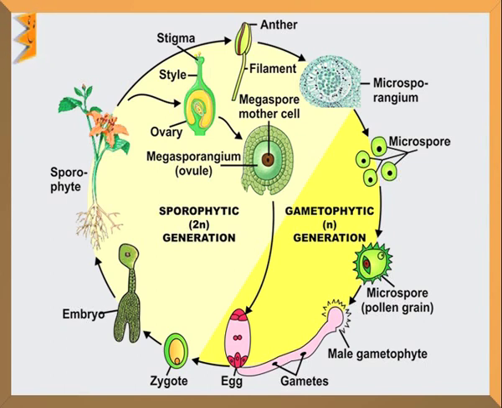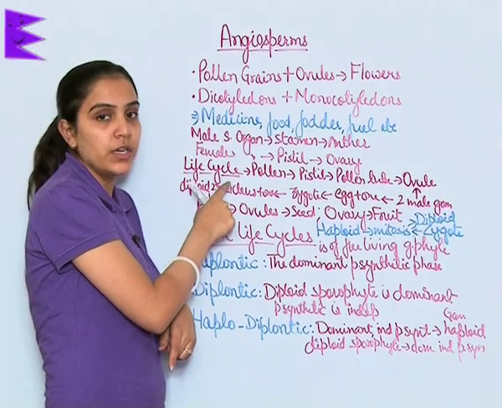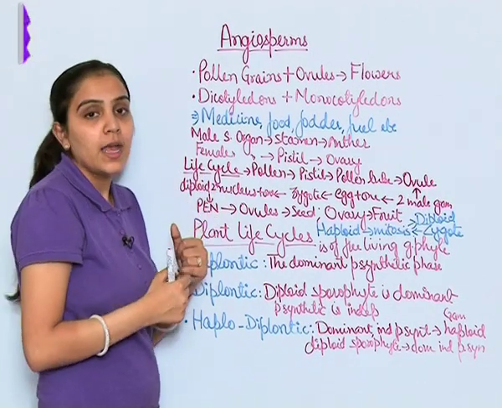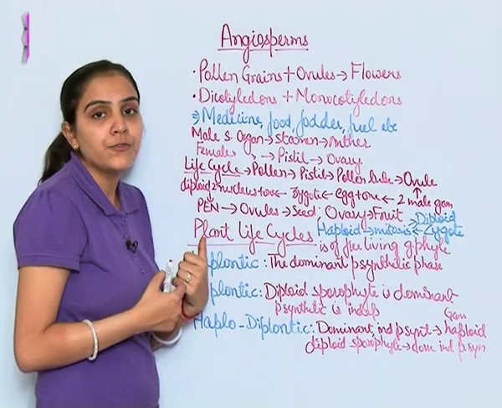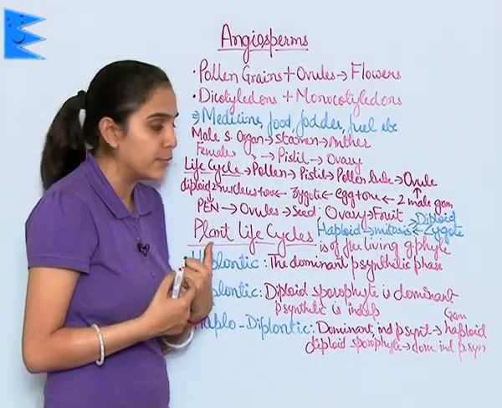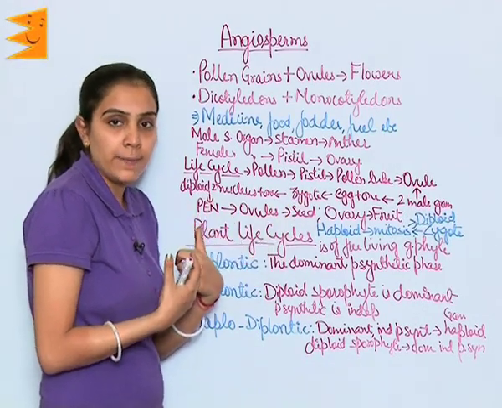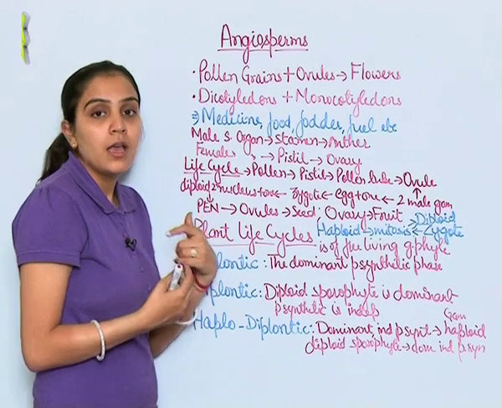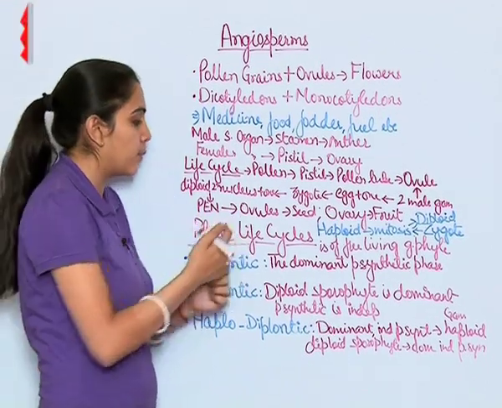One male gamete fertilizes or fuses with the egg to form zygote, and other male gamete fuses with diploid secondary nucleus to give PEN, primary endosperm nucleus, which is required for the nourishment of the embryo. Zygote further gives embryo, and this PEN provides nourishment and nutrient to the embryo.